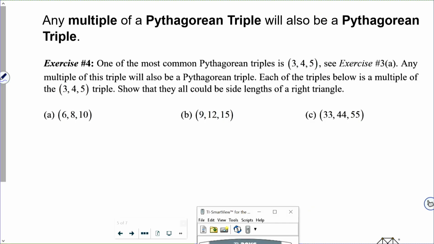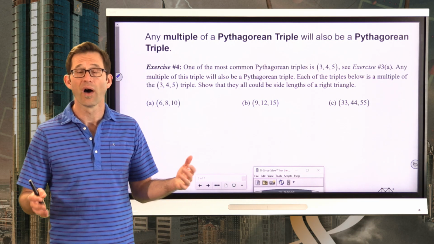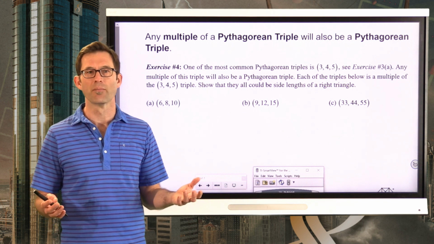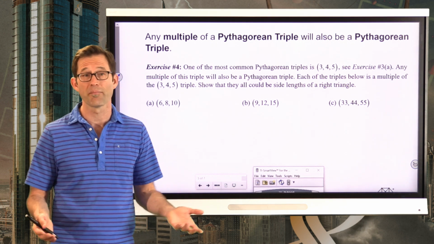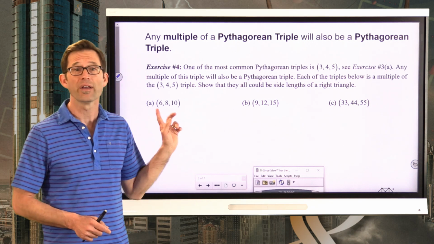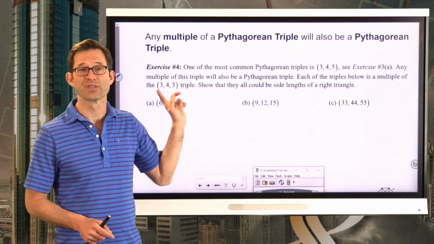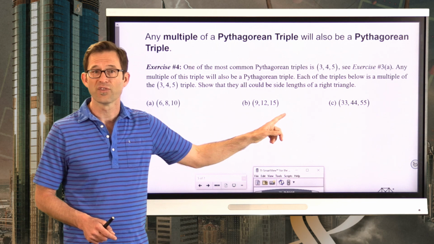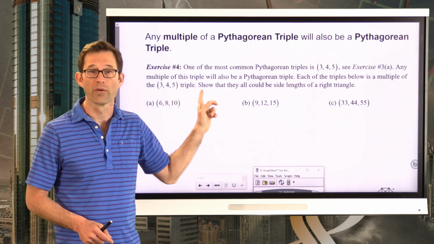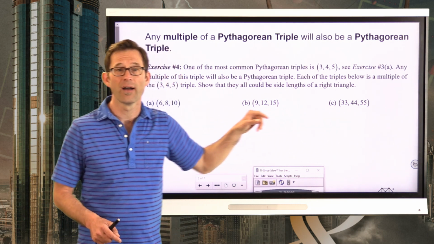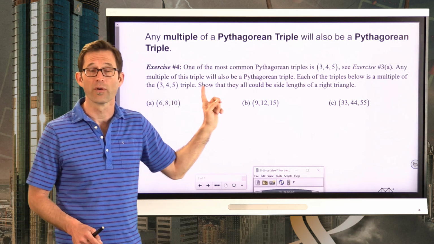One of the most common Pythagorean triples is 3, 4, 5. See exercise 3a. Any multiple of this triple will also be a Pythagorean triple. Each of the triples below is a multiple of the 3, 4, 5 triple. Show that they could all be the side lengths of a right triangle. Now again, just to make sure you understand the idea of a multiple, because you've looked at multiples of numbers for years and years, but you've never looked at multiples of coordinate pairs or triples or anything like that, right? 6, 8, and 10, all 3 of those are just double 3, 4, and 5. 9, 12, 15, all of those are just 3 times 3, 4, and 5. And 33, 44, 55, those are all just 11 times 3, 4, and 5, all right?